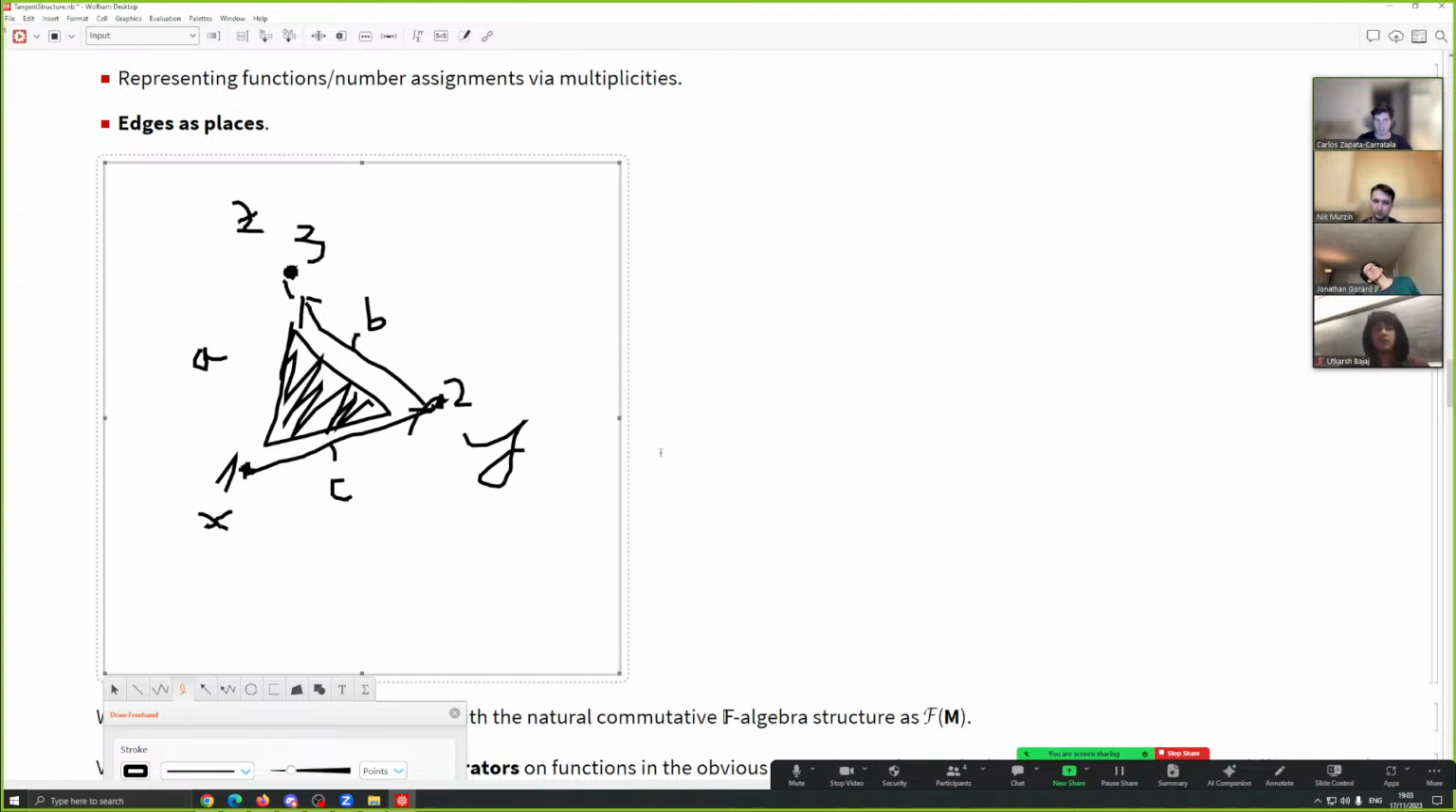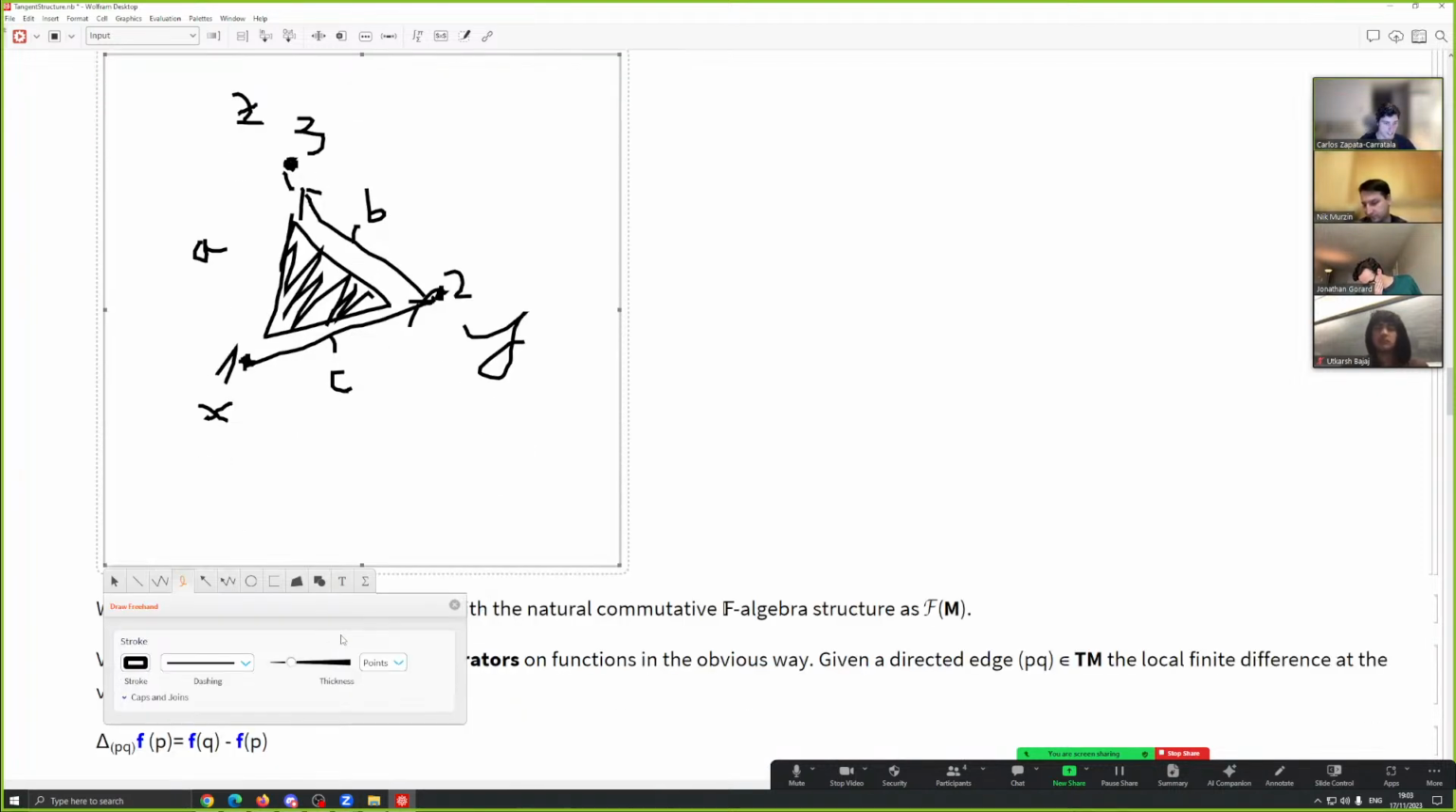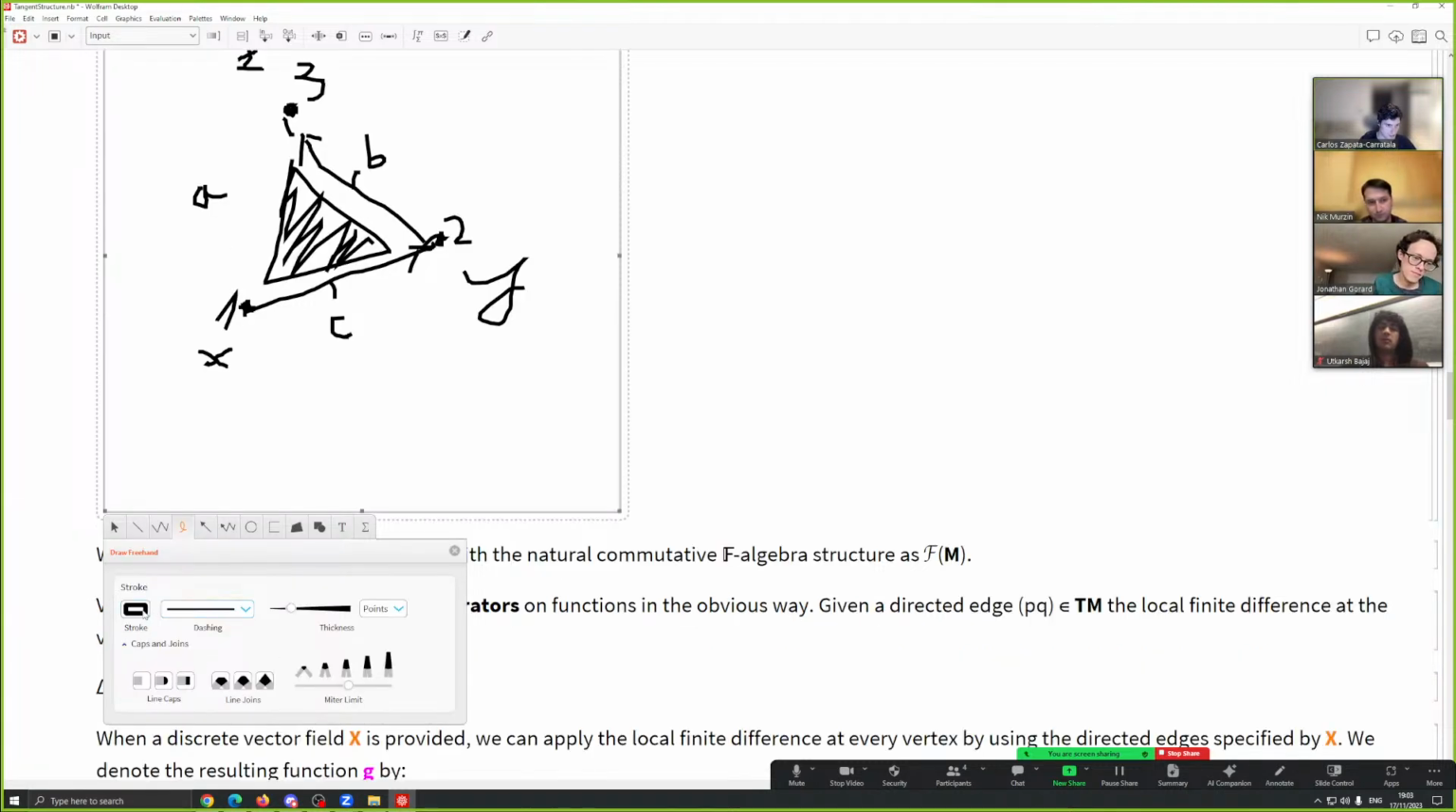So it's going to be a sequence of edges in general, and it's going to tell me how I navigate the space. And so to make the distinction here, can I maybe change the color here?